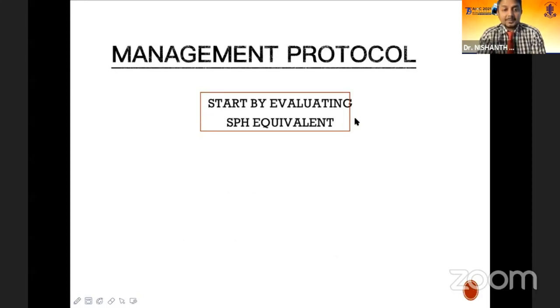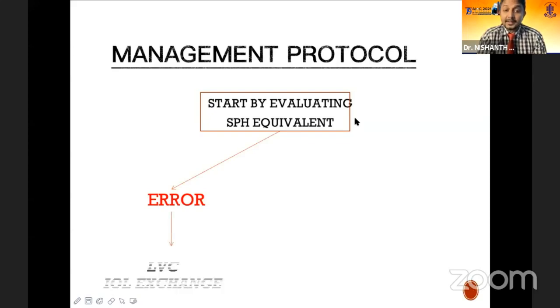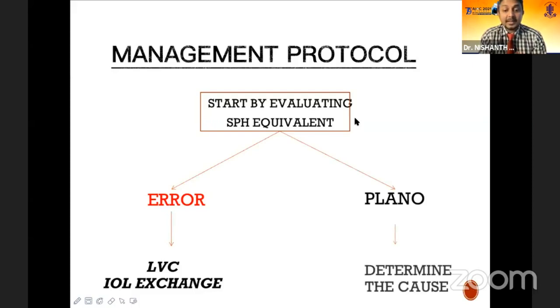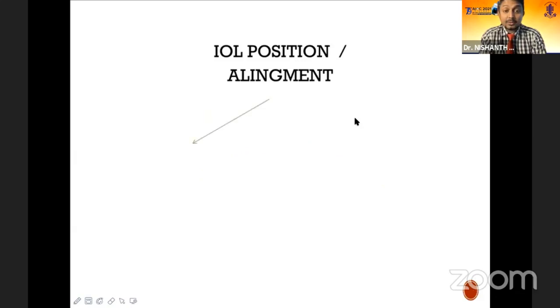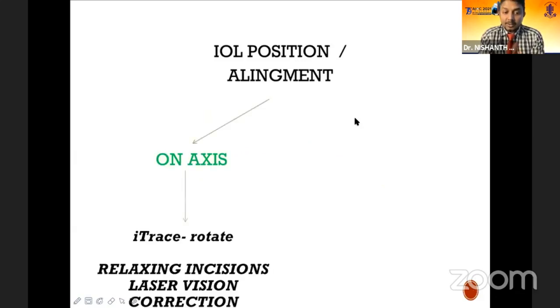So what will be the management protocol? Start by evaluating the spherical equivalent. You find an error in the spherical equivalent, you have the laser vision correction or the lens exchange like I told you. What if it is a plano? So you have to determine the prerequisite cause. You have to go back and see what are all the other possibilities. If the IOL position is on axis, and if you still feel that the patient is having some amount of problem with the cylinder, please, you have to show the eye tracy.